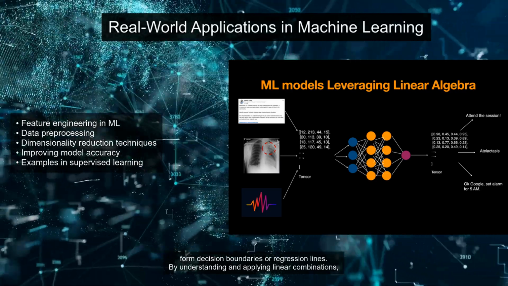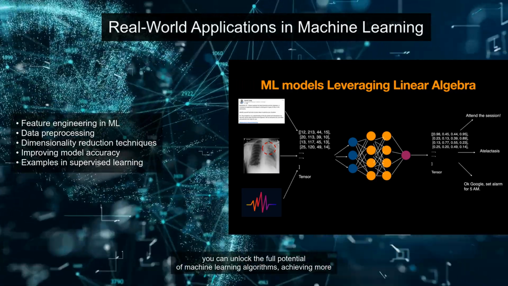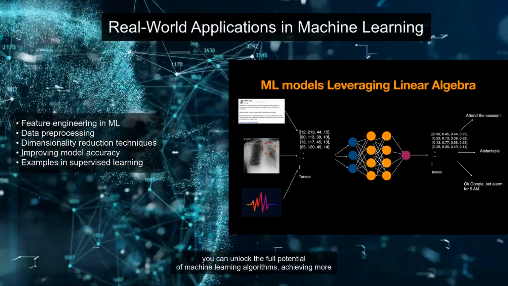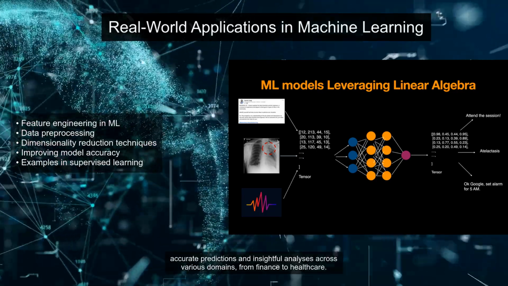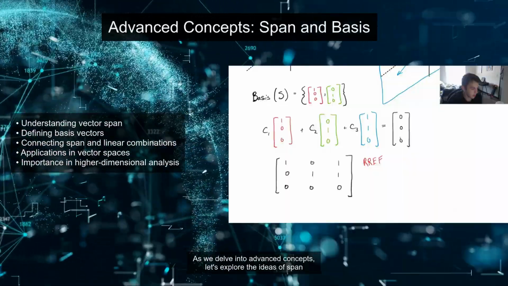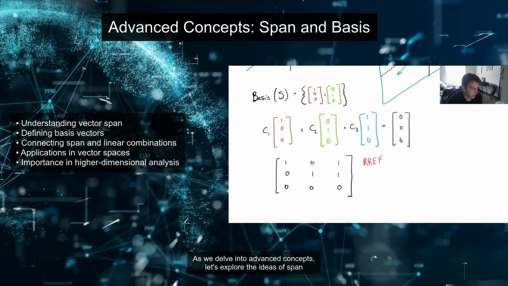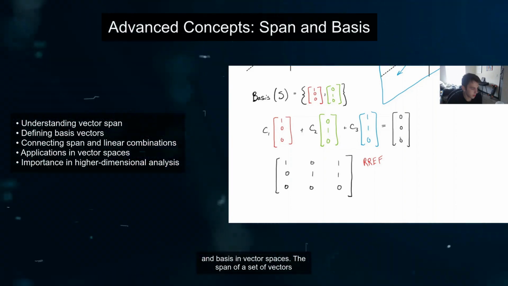By understanding and applying linear combinations, you can unlock the full potential of machine learning algorithms, achieving more accurate predictions and insightful analyses across various domains, from finance to healthcare. As we delve into advanced concepts, let's explore the ideas of span and basis in vector spaces.